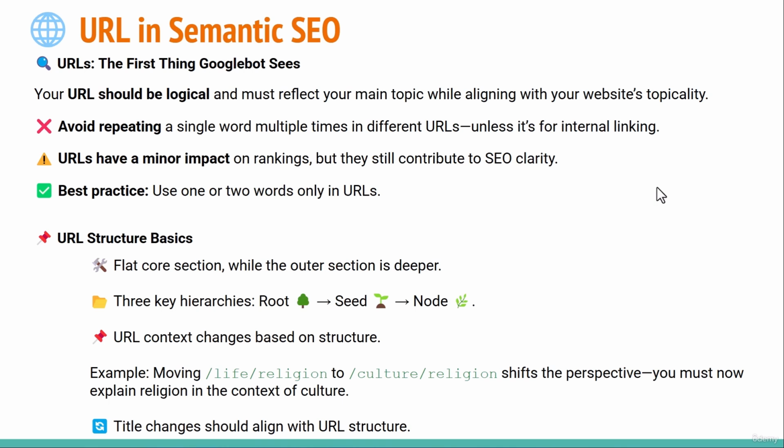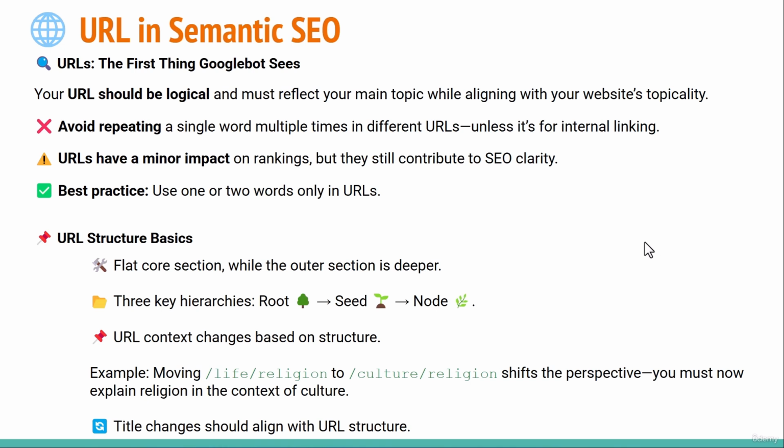The second point is that URLs have the most minor impact on rankings, but they contribute to SEO clarity. What are the best practices? Use only one or two words in the URL. Regarding the basics of URL structure, the articles in the core section of our typical map should have flat URLs, whereas the outer section should have deep URLs. What is meant by flat and deep? Flat means they are close to the home page, while deep means they have been broken down into subcategories.